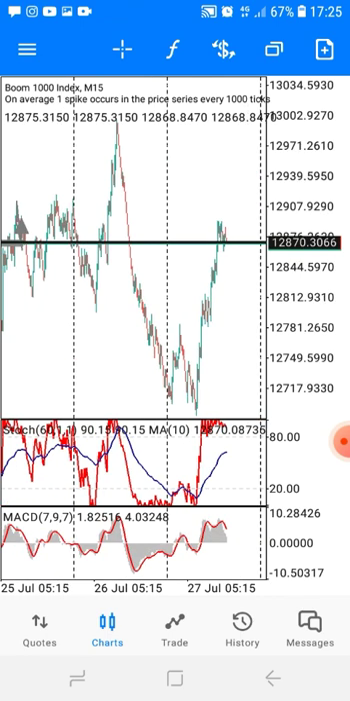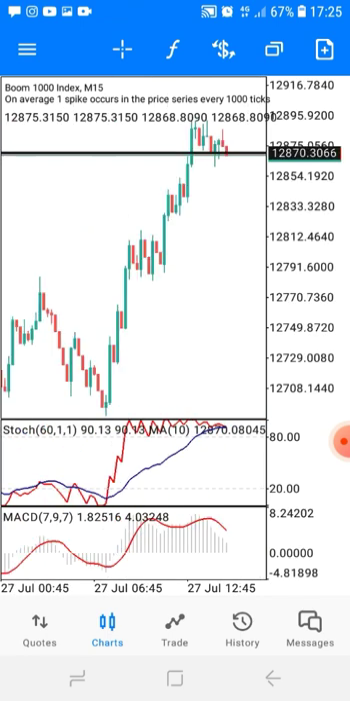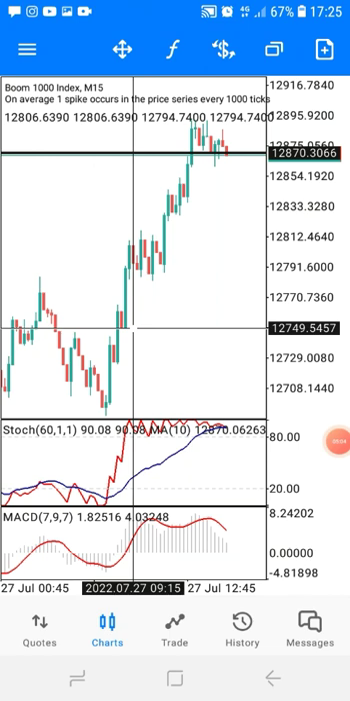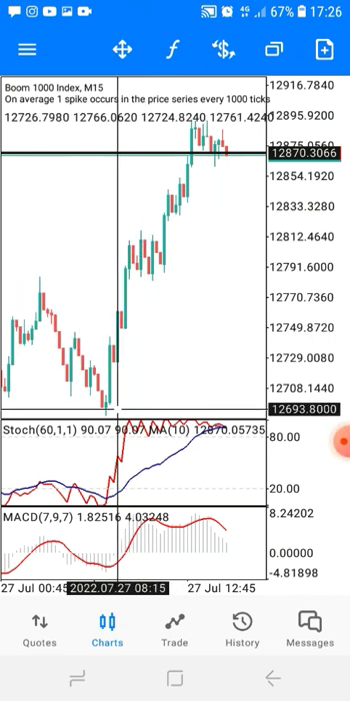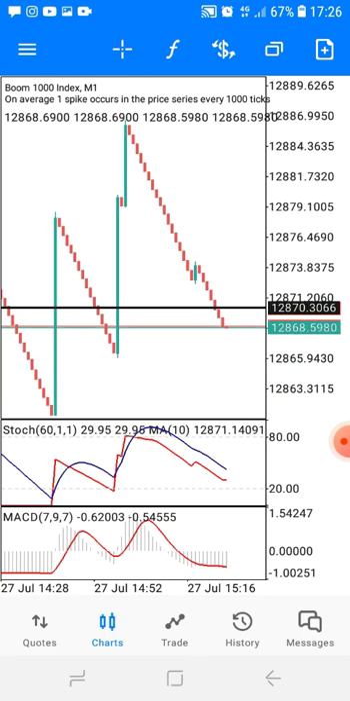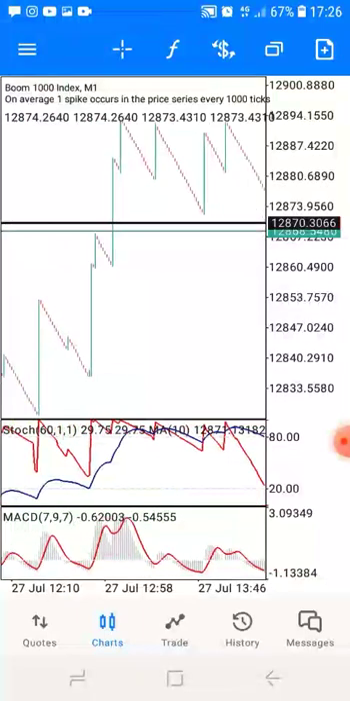So the first step, write it in your book or your notepad or something. The first step on Boom indices: look for an uptrend on M15. As you can see, we're in an uptrend right now. So cool, that's the first step. The second step, go back to your M1. That's the second step.